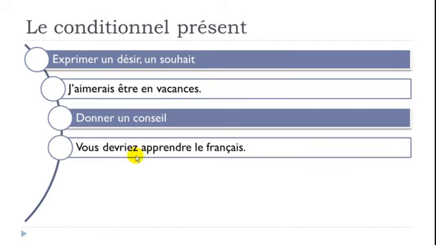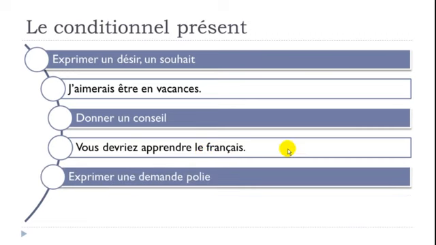Second use will be if you want to donner un conseil, to give advice. Vous devriez apprendre le français. Okay, devoir, to have to, but then in that case when you say vous devriez, you should. That would be the more correct translation. Vous devriez apprendre, apprendre is to learn, le français, French.